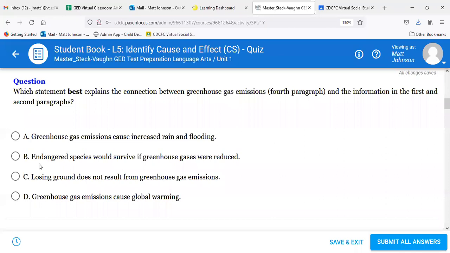Have an answer there? Okay. D. Yeah, D is in dog. Yeah, greenhouse gas emissions cause global warming.